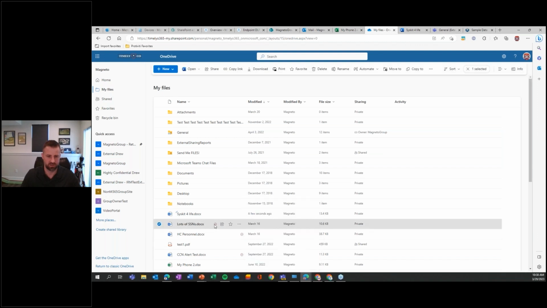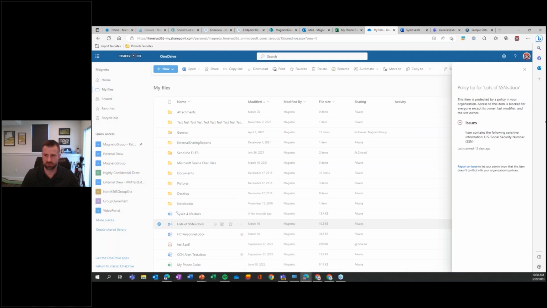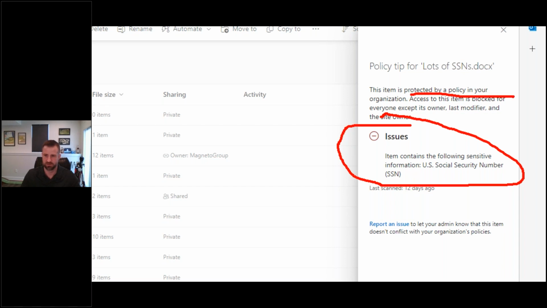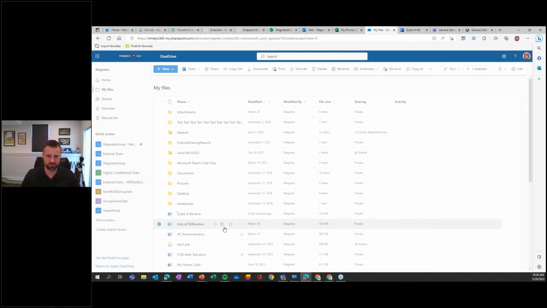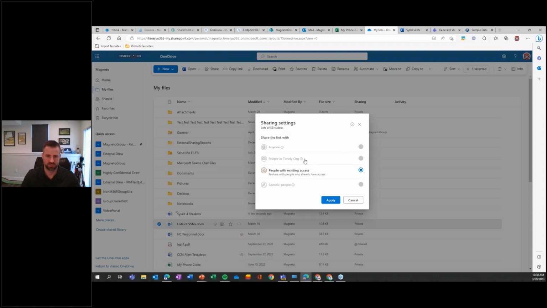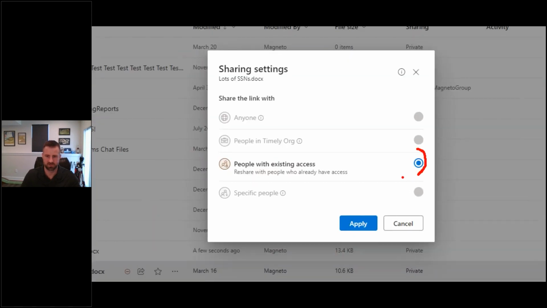So you'll see an example of what this looks like. As these files have been, they're not classified as highly confidential or anything, but if I pull this up, you're going to see a policy tip in here for this file called lots of SSNs that says this item contains the following social security numbers, or the following sensitive information. And access to this item is blocked. So if I went in and I tried to actually share this content, and I wanted to share lots of SSNs, you're going to see I don't have the option to do that. I'm actually completely restricted from sharing this content to only people who have access, which is technically just me, right? It's only blocked to me is the rule I put in play.